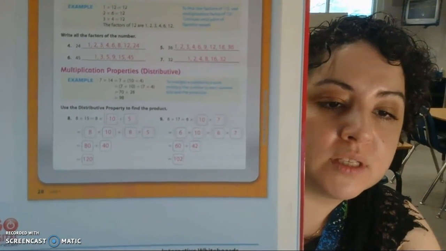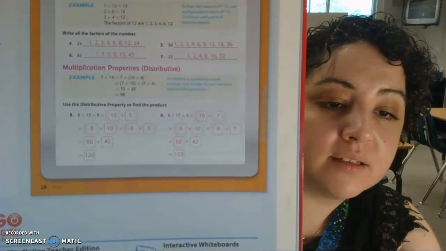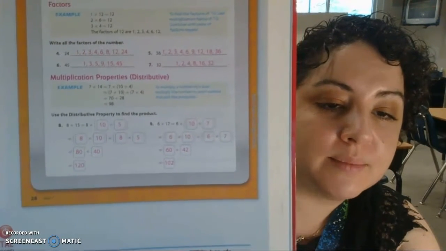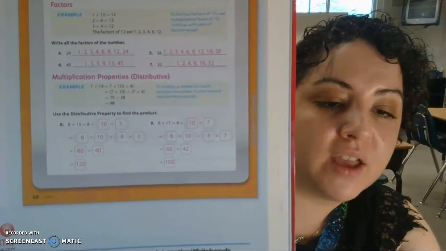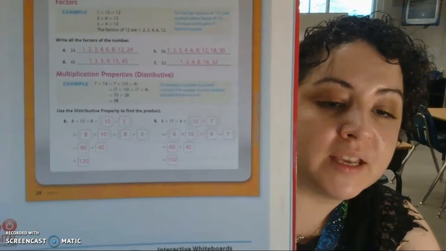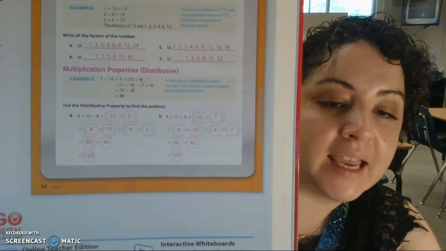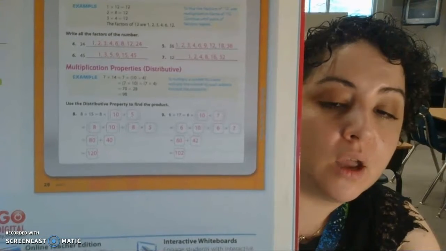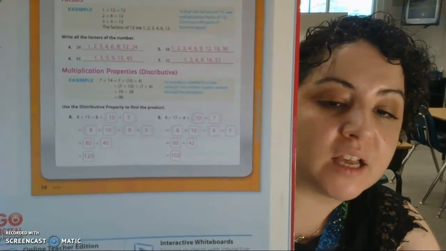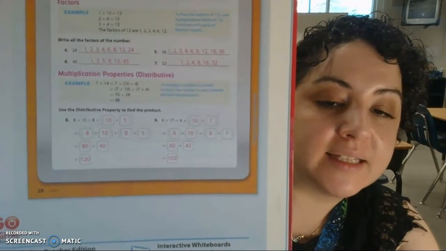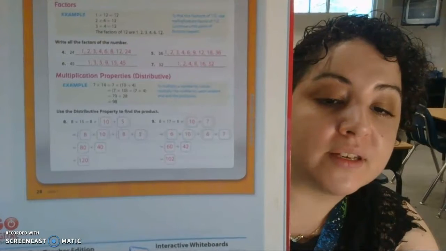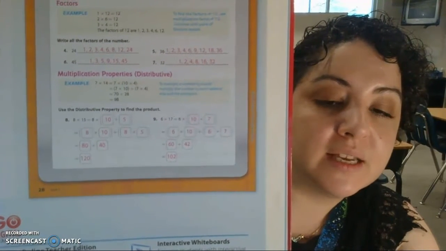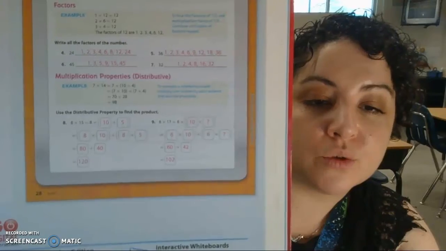Down at the bottom, you're using the distributive property to find the product. So if I wanted to figure out what 18 times 15 is, I could do 8 times 10 and 8 times 5. When I add those together, 8 times 10 is 80, 8 times 5 is 40, 80 and 40 equals 120. Or I could use the distributive property to solve 6 times 17. 6 times 10, 6 times 7. 6 times 10 is 60, and 6 times 7 is 42. 60 and 42 is 102.